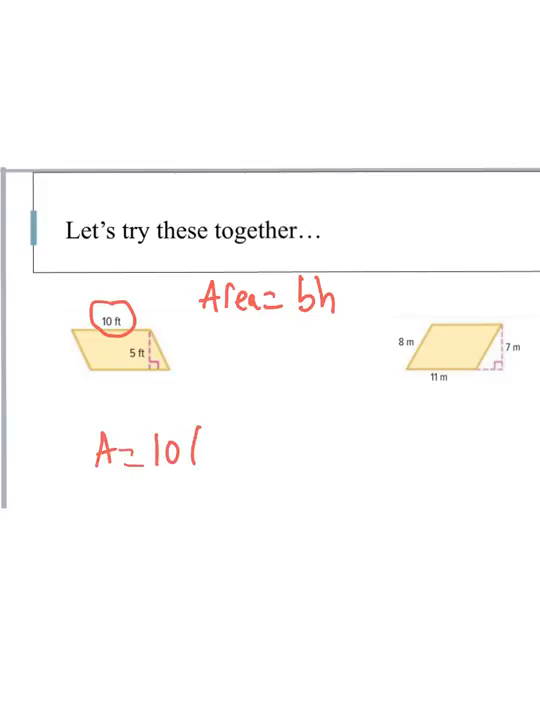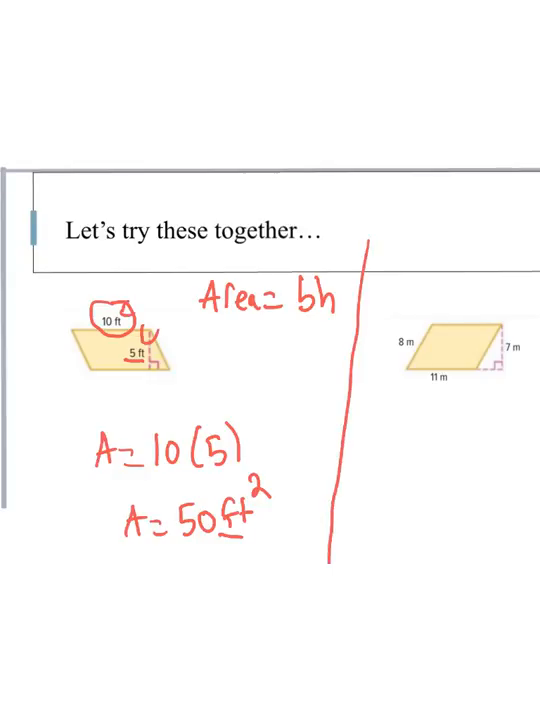So 10, and it tells you the height here, times 5. Area is equal to 50 what? Remember, you must always have your units. Feet squared. Remember, it's squared because it's feet times feet. It's a two-dimensional object. All right. This one has 3 different numbers, which is how it can get really, really confusing.